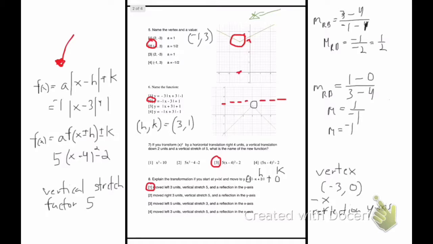So to find the vertex, we circled it in red, and we look at our points, and we can see that our points are -1 is our x value, and 3 is the y value. So our vertex is -1 and 3. Now what is the a value?